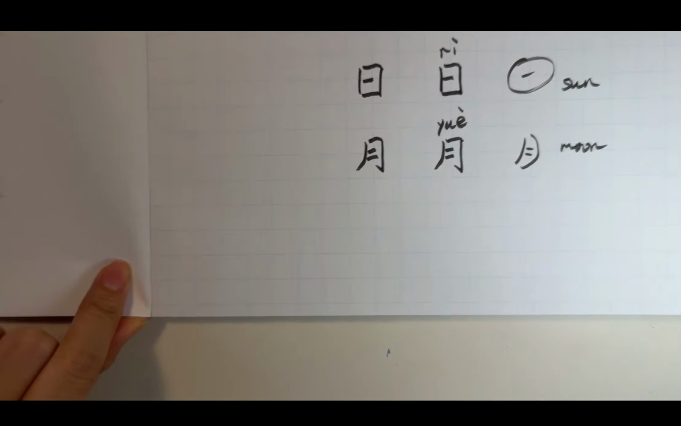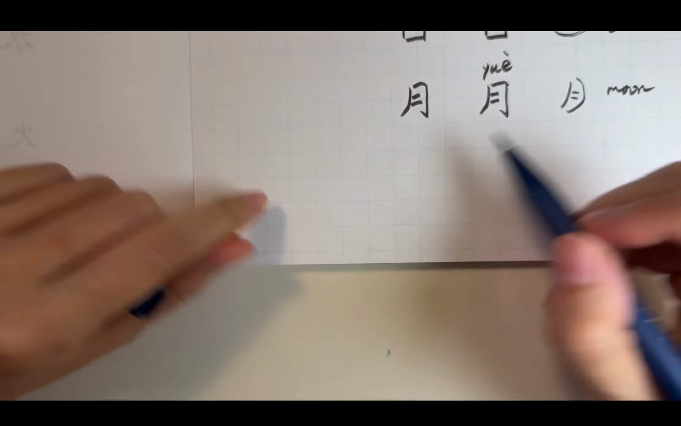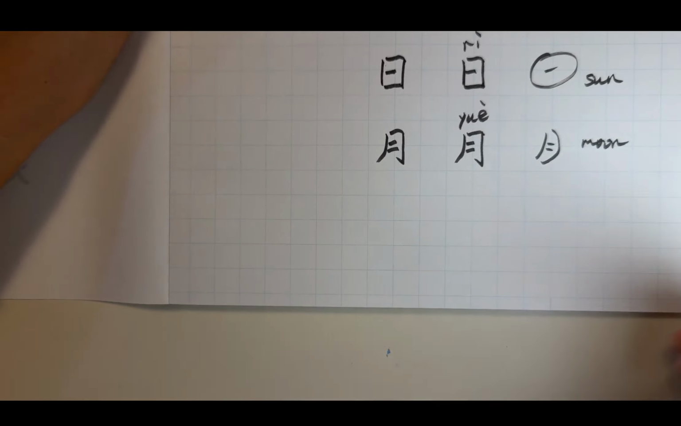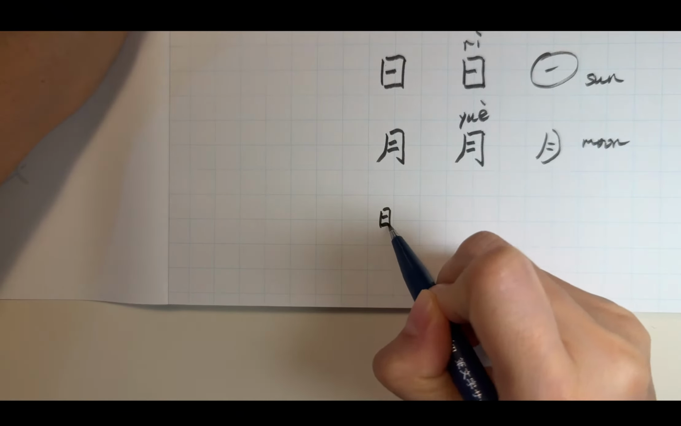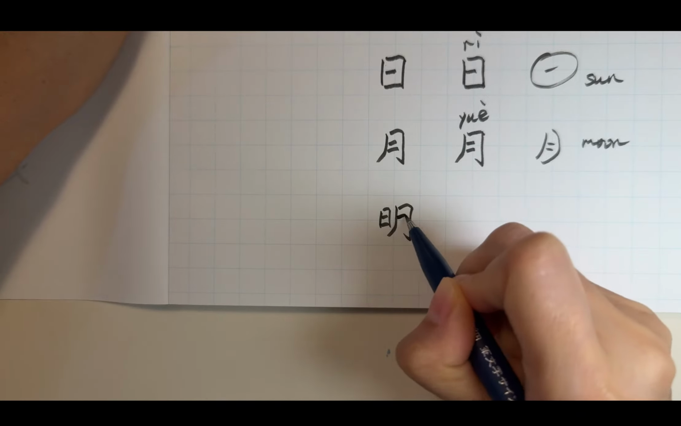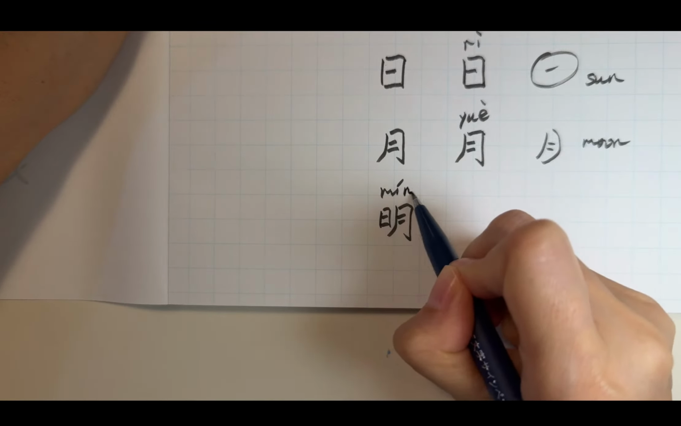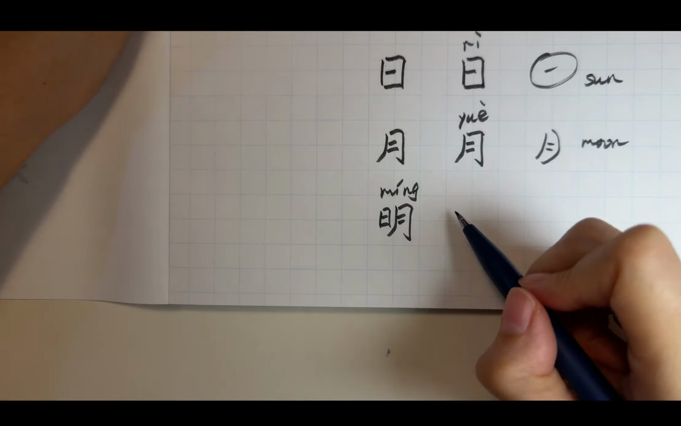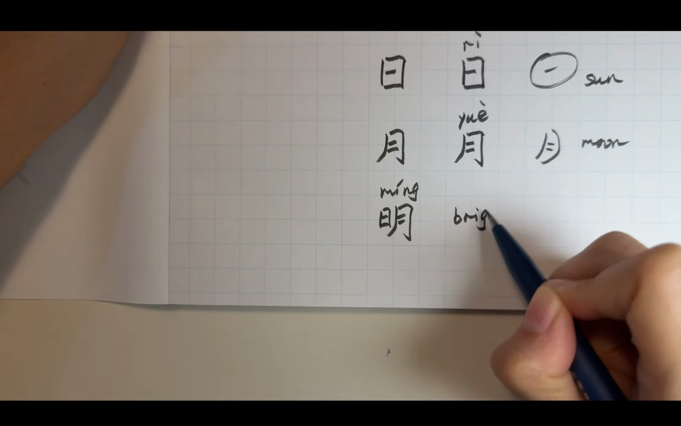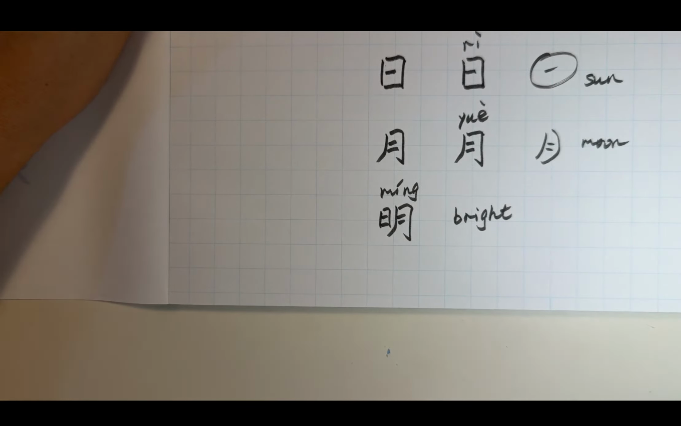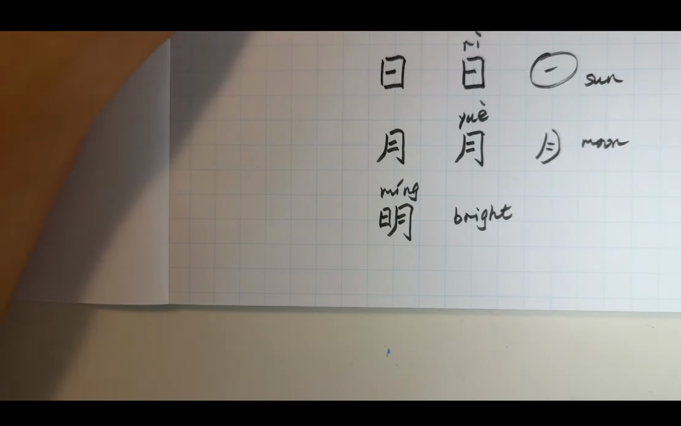And if you put them together, it's kind of interesting. If you put the sun with the moon, what do we get? We get 明, which means bright. That is 明.